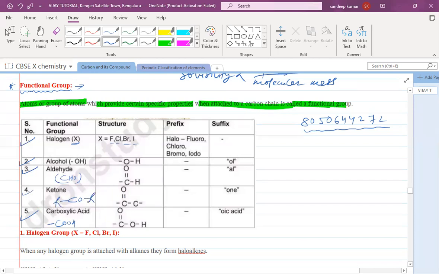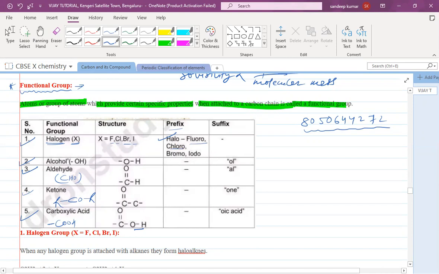I will explain this R alkyl group. Carboxylic acid has a carbon, oxygen double bond, then a carbon, oxygen single bond, hydrogen single bond. Generally we use some prefix or suffix for naming compounds containing functional groups. In case of halogens we use the prefix halo: fluorine is fluoro, chlorine chloro, bromine bromo, iodine iodo.